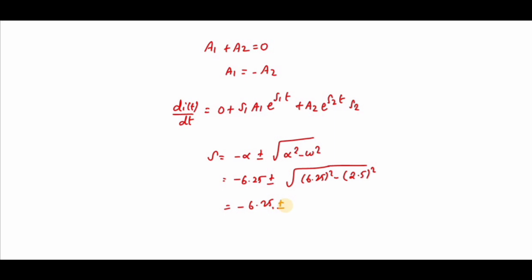If it is a negative value, you have to write it as j, but it will not be a negative value, right? So root of 6.25 whole square minus 2.5 whole square will be 5.728. Okay, so yes, you will get two answers, right? So minus 11.978 and minus 0.522. Okay, so you substitute it here.